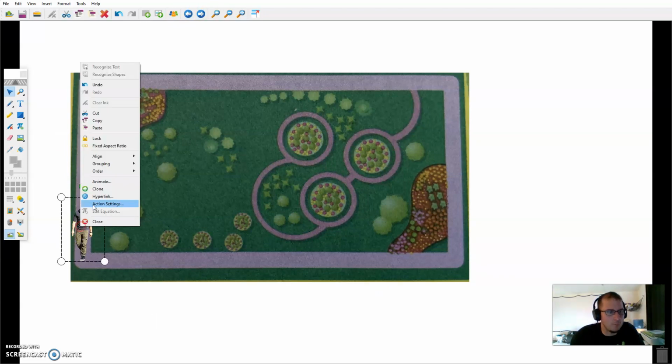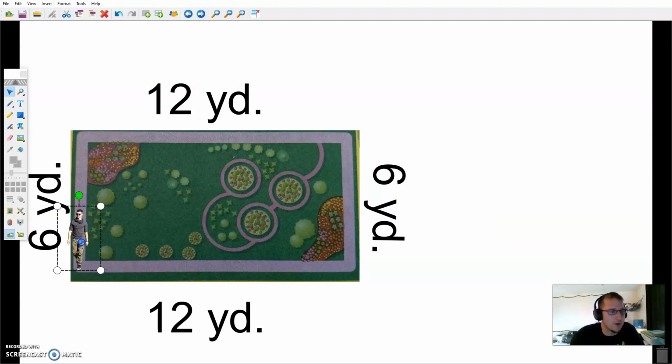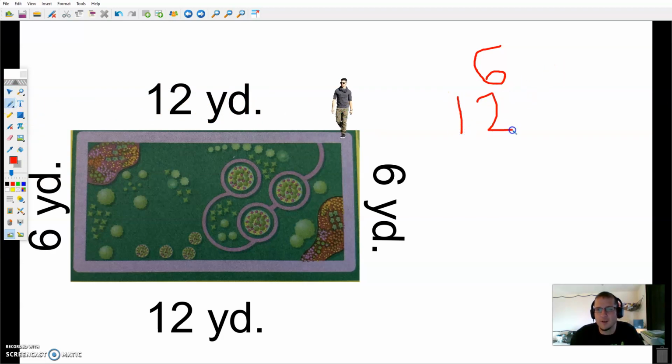And maybe we'll even bring Berto into our picture here. Whoa, he's huge for this park. Oh well. Okay, so Berto is going to walk 6 yards to go up that way. So we have a 6. And then Berto is going to walk 12 yards that way. So we have a 12. And then Berto is going to walk 6 yards that way. So we would have another 6. And then to complete his trip around the park, Berto is going to have to walk 12 yards that way. So we have another 12.